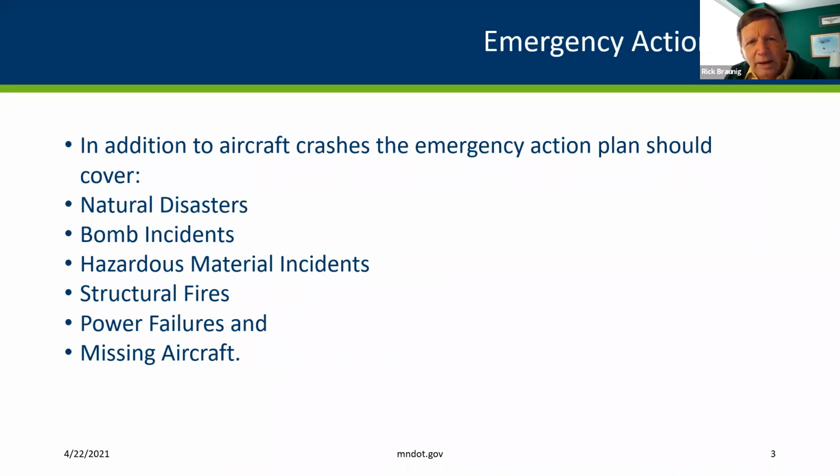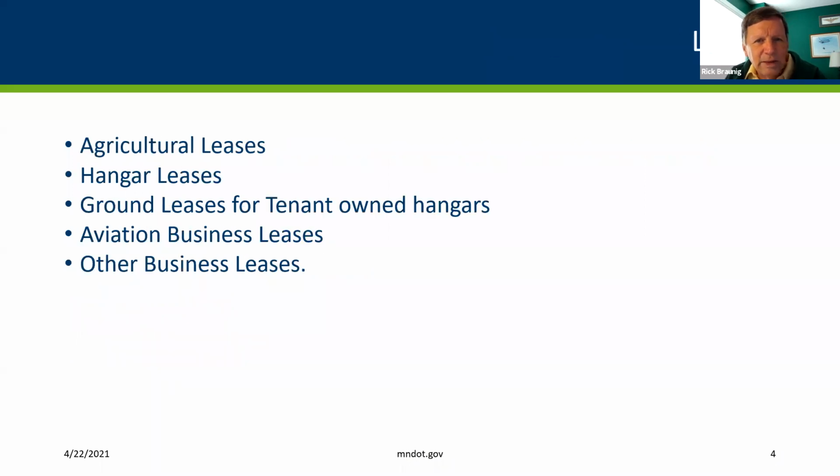Well, an emergency action plan is more about just an aircraft crash. It addresses how the airport will handle natural disasters like tornadoes, bomb incidents, hazardous material incidents, fires, if you have a hangar fire, power failures, and missing aircraft. So that is a great document to have, and there are resources to help with that on our website as well. And then leases. There's lots of different types of leases.